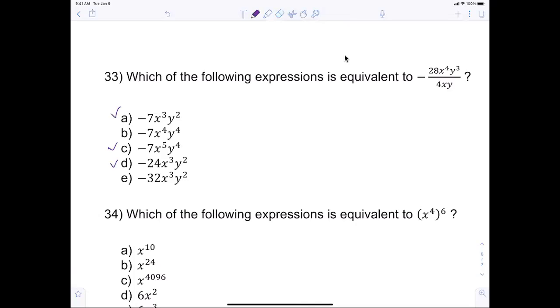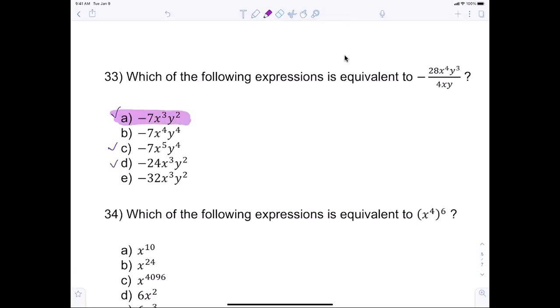Yes. C. What is it? A. Why? Because 28 divided by 4 is, negative, it's all negative, -7x, and then 4 minus 1 is 3, and then y stays the same. Y, 3 minus 1 is 2. I don't know what anybody else is doing.